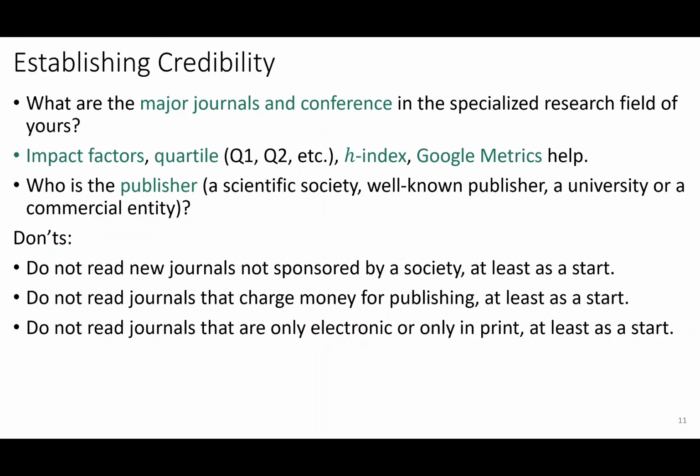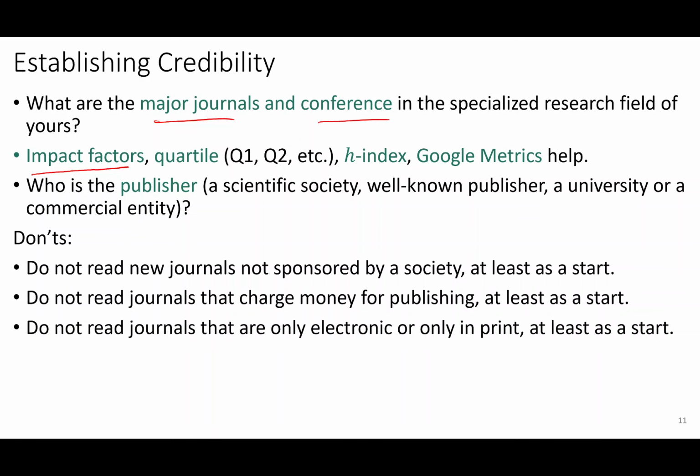So when you look for papers, we discussed how to establish credibility. We looked at a few criteria that have been helpful to me. You also can come up with your own criteria, but these are some of them. What are the major journals and conferences in your specialized research field? And of them, what are the impact factors? What is the general low-level impact factor of your area? And based on that, you can see what the good journals are by looking at their impact factors.